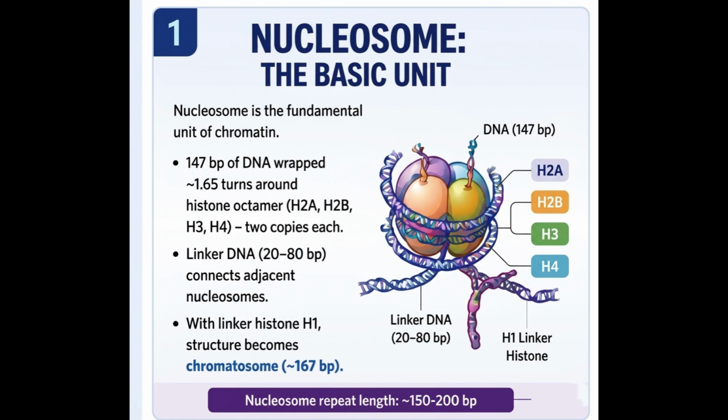The fundamental repeating unit of chromatin is the nucleosome. A nucleosome contains around 147 base pairs of DNA wrapped approximately 1.65 times around a histone octamer. The histone octamer consists of 2 copies each of H2A, H2B, H3 and H4 histones. Linker DNA connects adjacent nucleosomes, and histone H1 stabilizes this structure to form a chromatosome. Thus, nucleosomes not only compact DNA but also regulate DNA accessibility and gene expression.